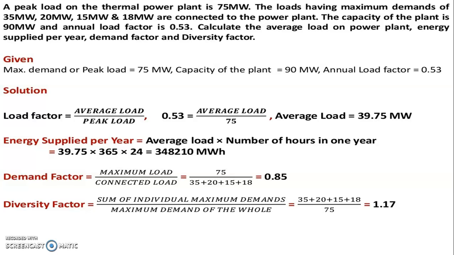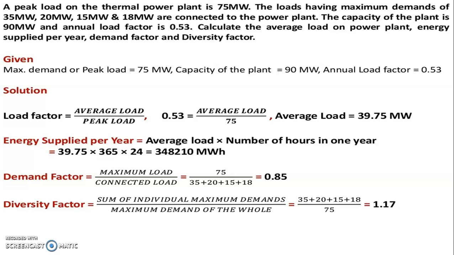Next problem. A peak load on the thermal power plant is 75 megawatt. The loads having maximum demands of 35 megawatt, 20 megawatt, 15 megawatt and 18 megawatt are connected to the power plant. The capacity of the plant is 90 megawatt and the annual load factor is 0.53. Calculate the average load on the power plant. Energy supplied per year, demand factor and diversity factor we have to calculate.